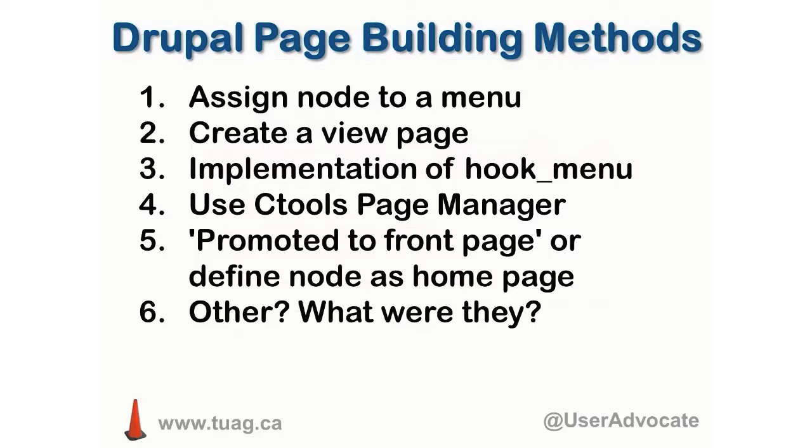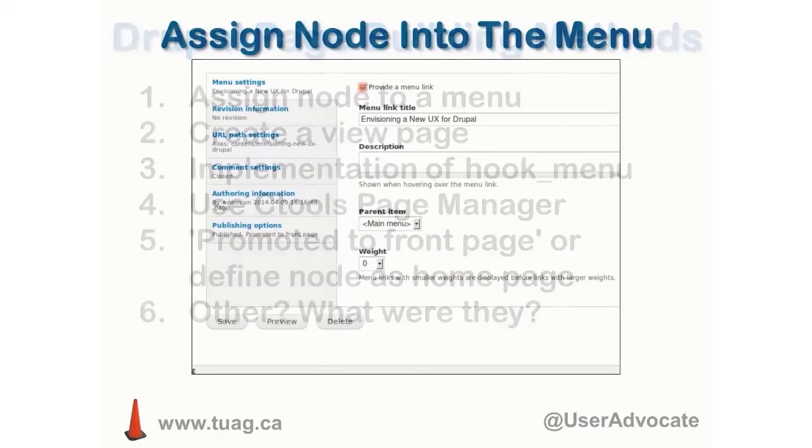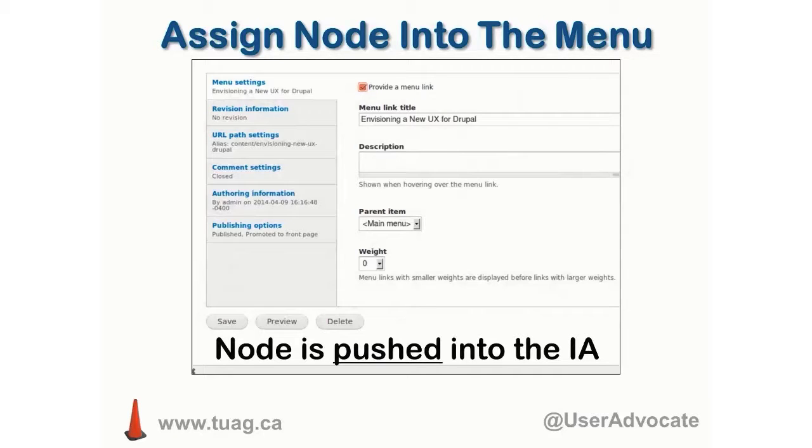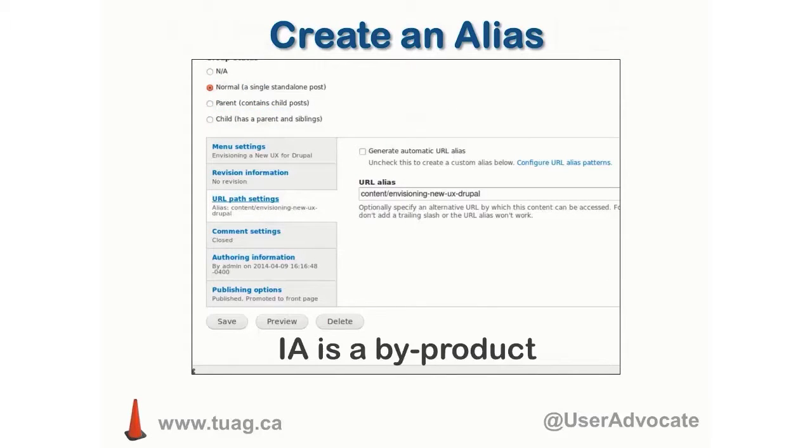So back to our list. What are we going to do? Well, let's start at number one. We've built a node. And we're going to push it back to the menu somewhere. Or we're going to give it an alias. It's still pushing it back. The information architecture is a byproduct of creating nodes, creating content. That's what nodes are for, is content, right?